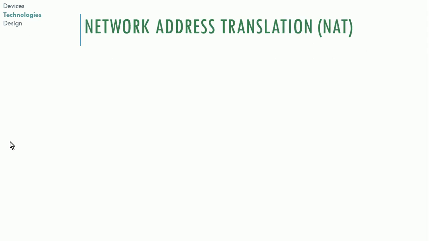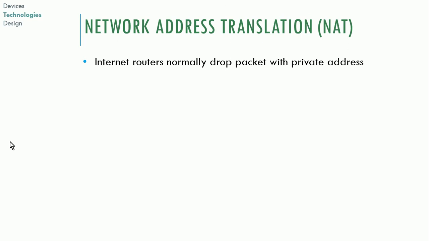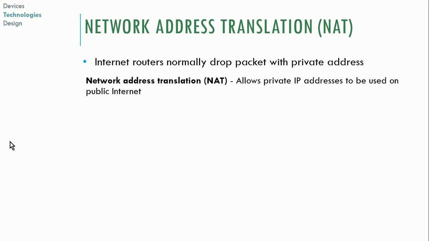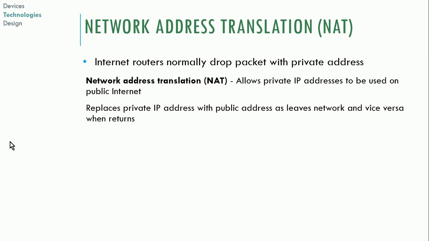So network address translation, or NATing, it's kind of hard to talk about a specific device or a design around this, but basically it's where we're separating internal traffic from external traffic. Internet routers normally drop packets with a private IP address. So network address translation allows a private IP address to be used on the public internet. It replaces your private IP address with a public IP address as it leaves your network.